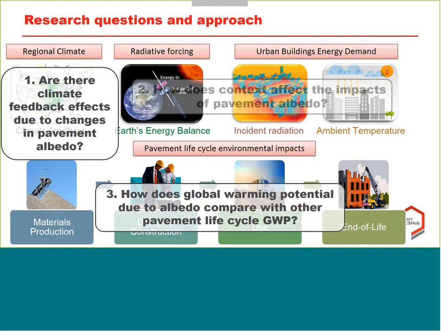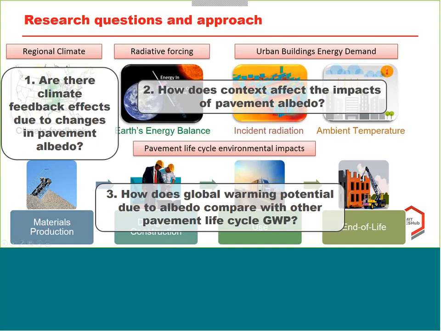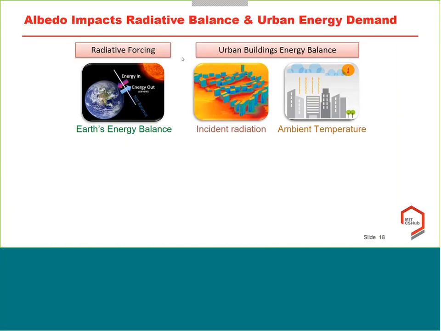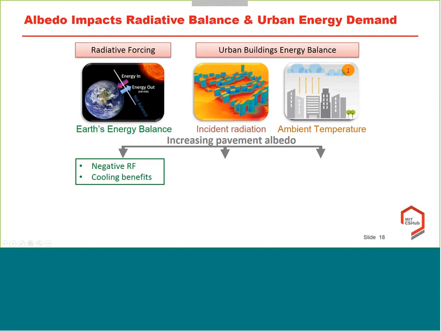All right, moving on now to this second question, where we're going to look at how context affects the impacts of pavement albedo. And this is going to be now more about radiative forcing and urban building energy demand. And what's interesting here is that, as I mentioned already, we have this radiative forcing mechanism and then the building energy consumption. If we increase pavement albedo, what happens, right? What happens for radiative forcing, you get a negative radiative forcing, which leads to cooling benefits.